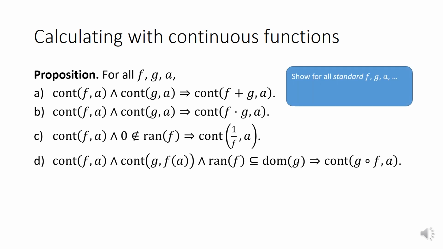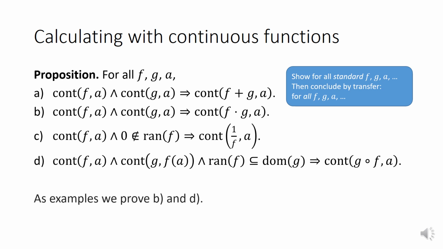The proofs all follow the same principle. Show the assertion for all standard parameters. Here we can use S-continuity and the calculation rules for infinitesimals. Then conclude by transfer that the assertion is generally valid. As examples, we prove B and D.